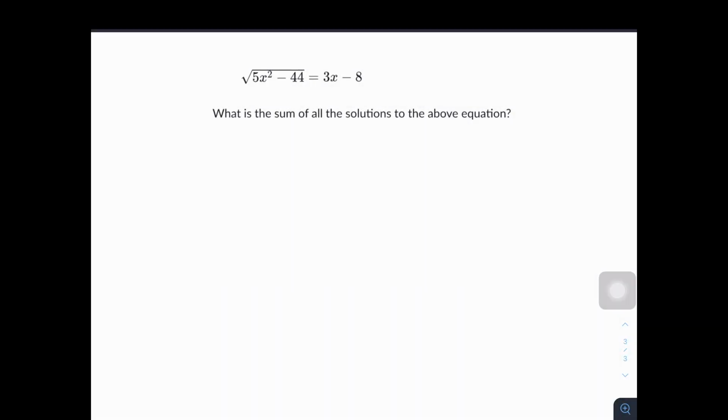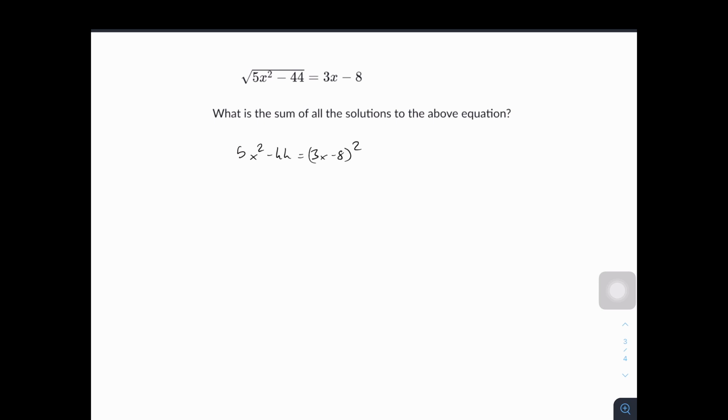What is the sum of all the solutions to the above equation? Square root of 5x squared minus 44 equals 3x minus 8. So first we need to remove the square root on the left side, and to do that we need to square both sides. When we do that, we get 5x squared minus 44 is equal to 3x minus 8 squared.